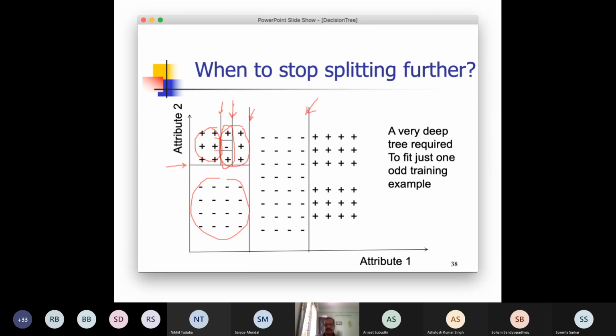So you can see that with that you are fitting the data completely with respect to the label. That means your decision tree is making the training error 0, right? And the tree has become quite deep. That means you have increased so many levels while growing the tree.